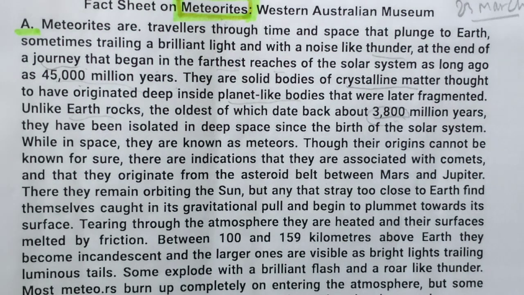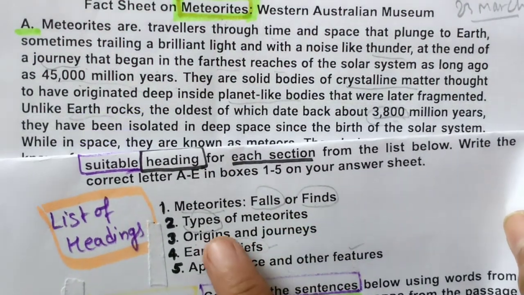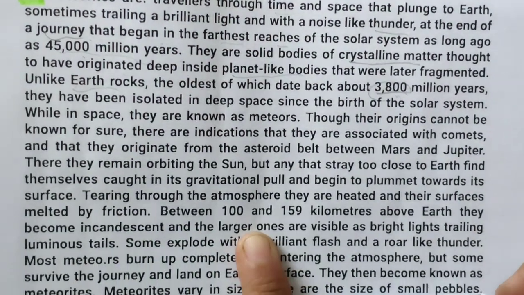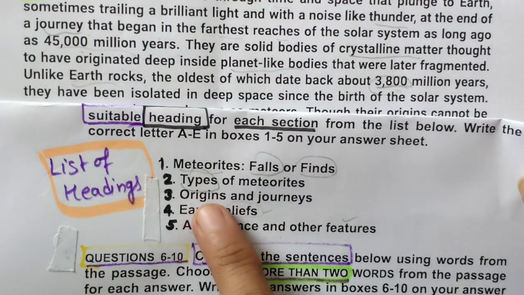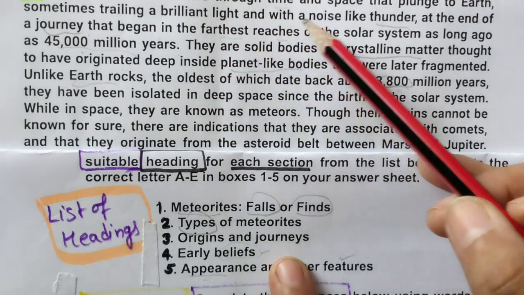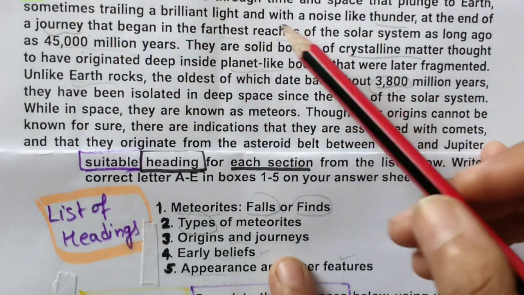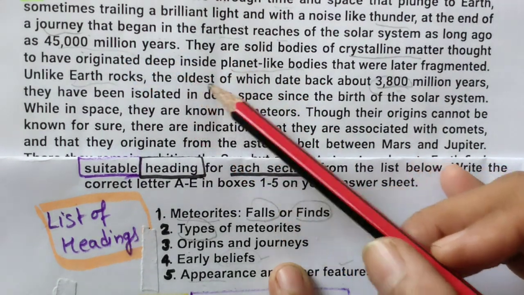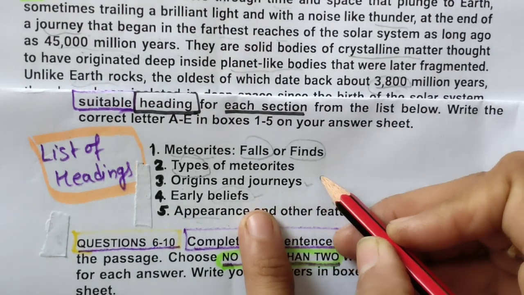False or finds is not there. Types of meteorites is not there. I think here also kilometers I can see. It means they are talking about some journey. Origins and journey, I think they are talking about, because here it says travelers through time and space that plunge to earth, sometimes trailing a, so many things they have given, and basically they are talking about journey and their origins. So I will just mark it for A paragraph.